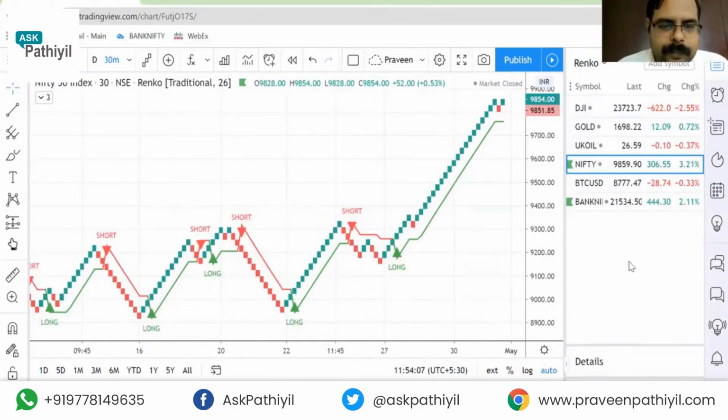As simple as that. So defining the brick size, again and again I'm saying, defining the brick size is all about your success element. If you can define that particular brick size, 80% of your success is done. The remaining is just entry and exit.